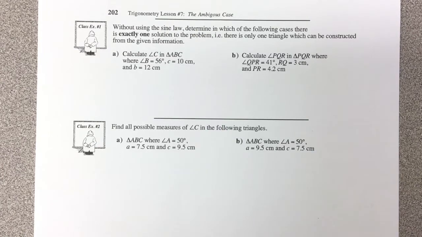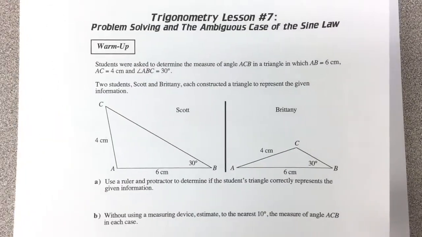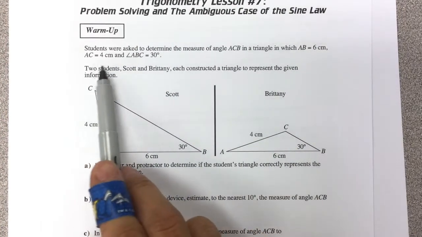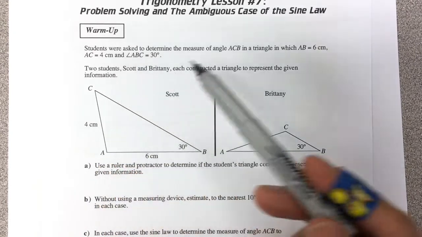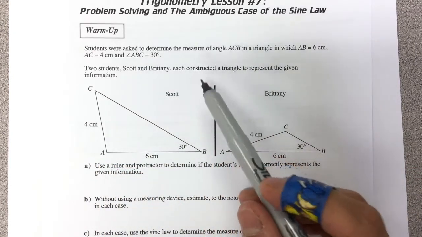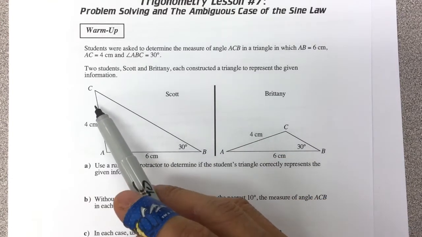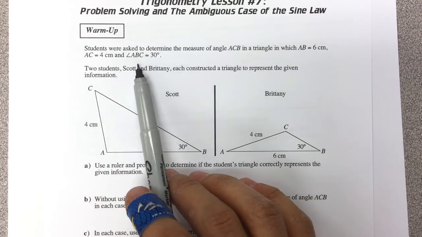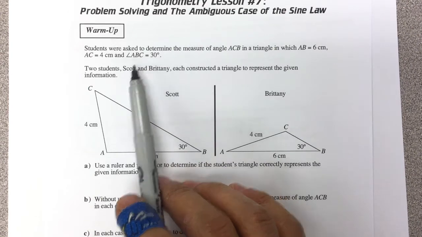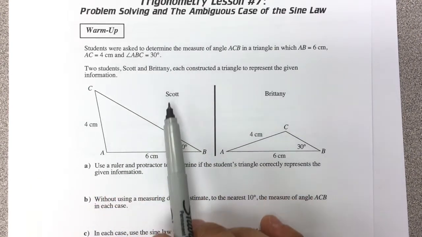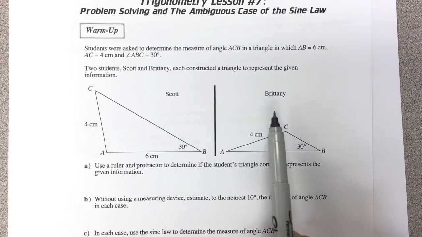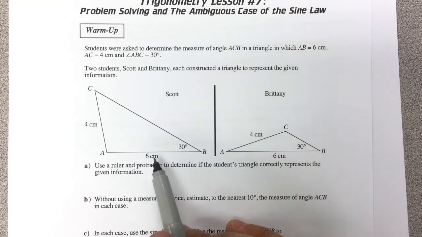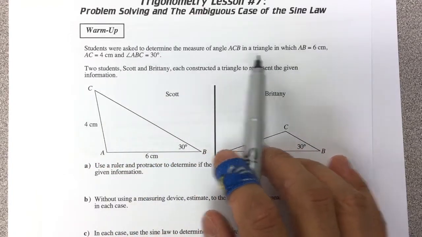So, with the ambiguous case, just a kind of background of why it's called the ambiguous case of the sine law. In this first example in the warm-up, students were asked to determine the measure of the angle ACB, so this angle up here, in which AB is 6 centimeters, AC is 4 centimeters, and angle B is 30 degrees. With this information, Scott constructed this triangle and Brittany constructed this triangle. Now both of these triangles, although different, fulfill the requirements of the triangle given.